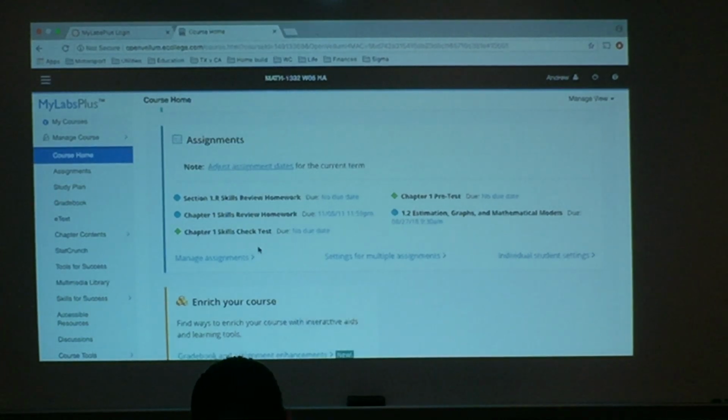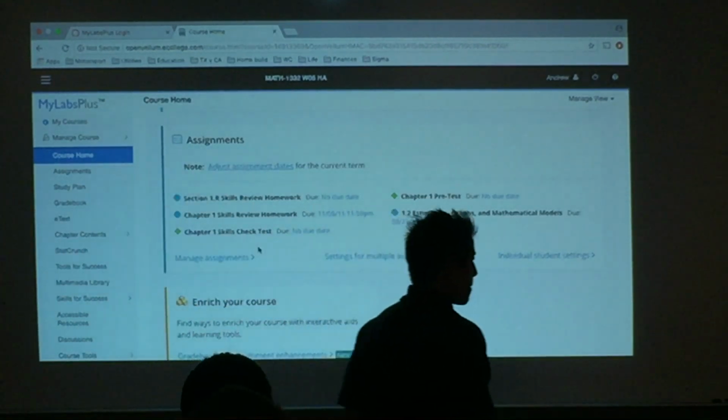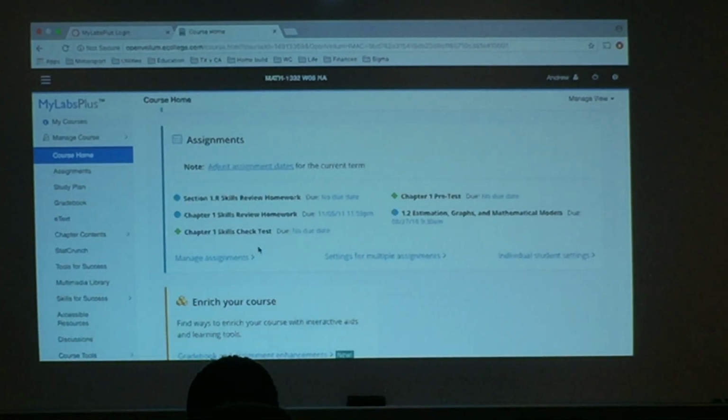Okay, so how do you do your homework and take your quiz? Well, we're going to use section 1.2, which is the first section that we need to cover as our intro to our homework assignment and our quiz. And so what I'd like to do is show you how to do that by first pulling up the assignment.